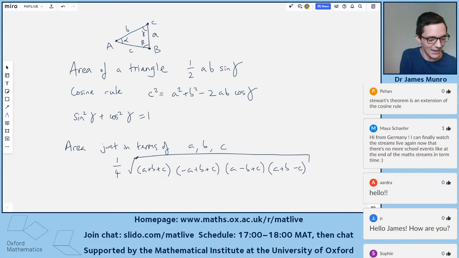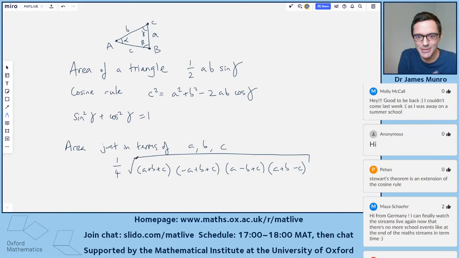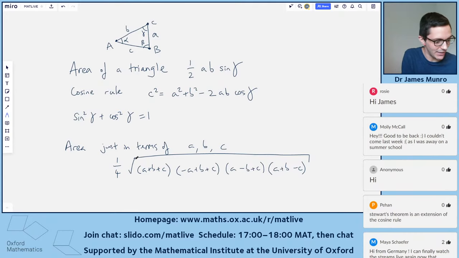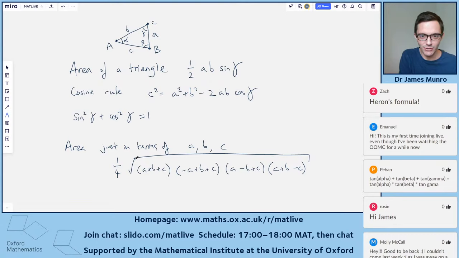Payan says that there's something called Stewart's theorem, which I haven't heard of, which is an extension of the cosine rule. Hi to people. Hi to Molly, who's back again. Somebody's from Germany. Maya's from Germany, who can finally watch the streams live again. It's nice that people are joining us. Maybe you were here for the last week. Maybe this is your first time watching the MAT Livestream, which is great to have you either way. Emmanuel says it's their first time watching, although they've been seeing the Maths Club as well. Zach saw Heron's formula coming. Raphael's here. Nikita Mazepin from Formula One, great to have you with us.